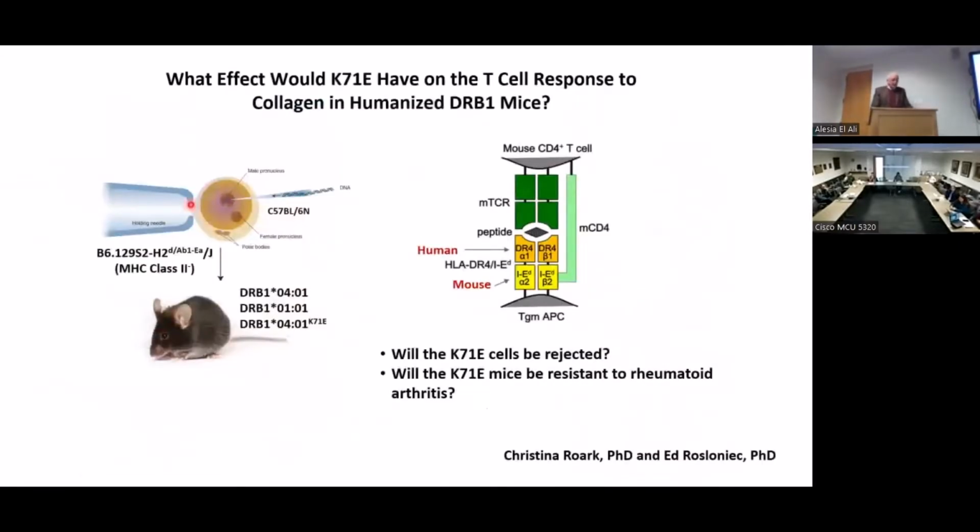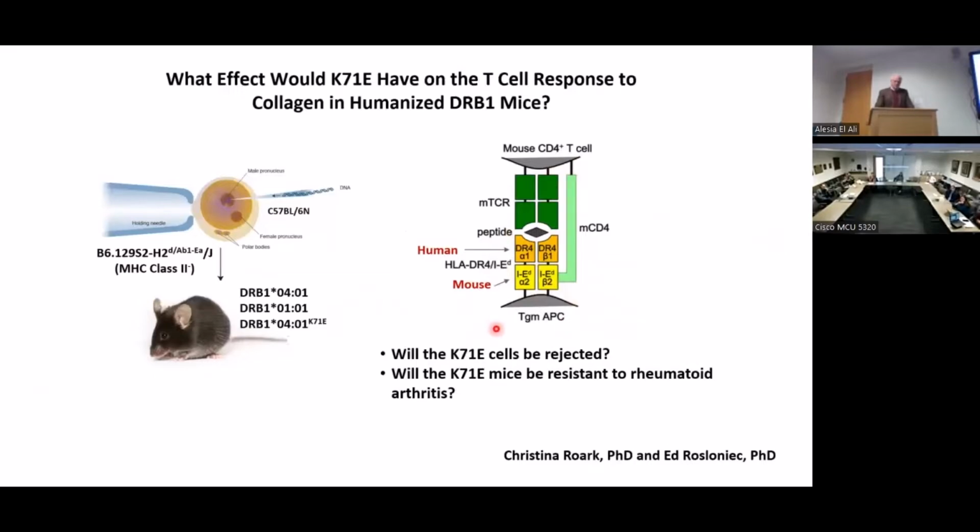Now we go to an animal model where we put 0401, 0101, and 0401 K71E into mouse models, so they're humanized mice. These mice in the proximal region is still mouse HLA, if you will. These are knockout mice. These mice do not express class 2 on their own, but the distal region is now replaced with the human HLA molecule. That's what's going to bind peptide. But this allows this molecule to function in mice as in their immune system.